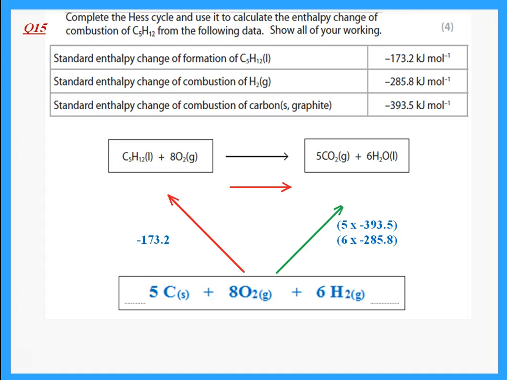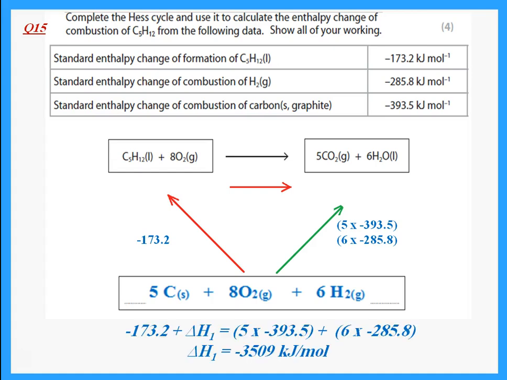Again, where is my pathway for the Hess cycle? Well, we're starting from the box below, the elements, carbon plus oxygen plus hydrogen, and we're trying to get to carbon dioxide and water in 2 pathways. So either we follow the red arrow, so it will be the formation of C5H12 plus the delta H we want. This is equal to the other side, which is the green arrow. Doing that and solving for delta H, you get this final answer.